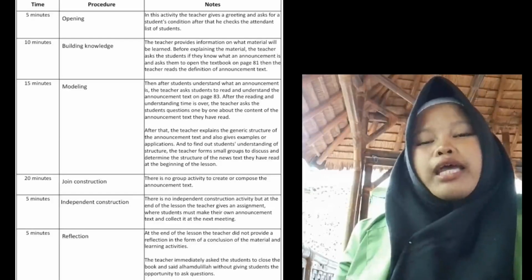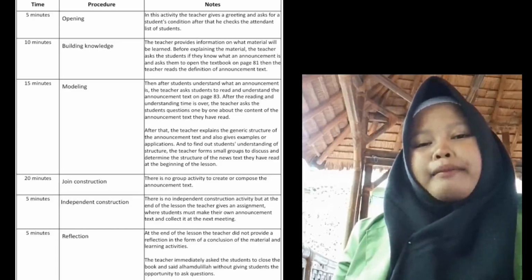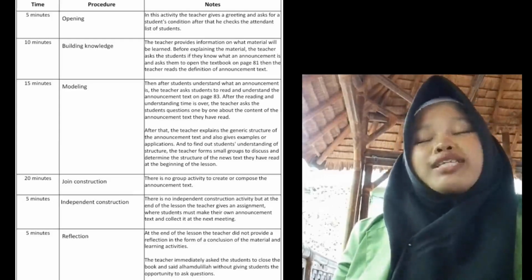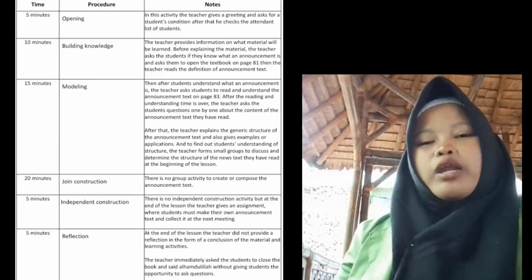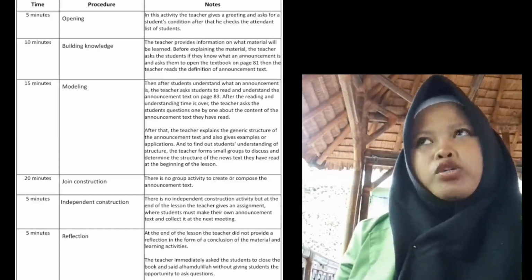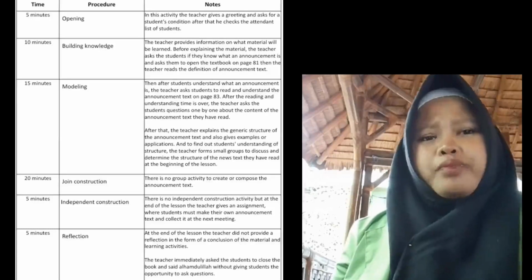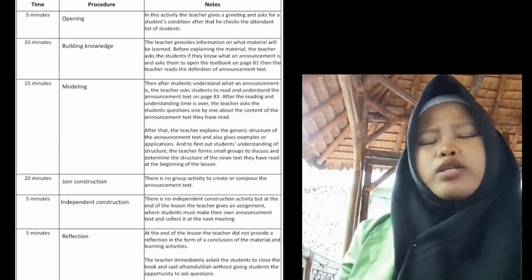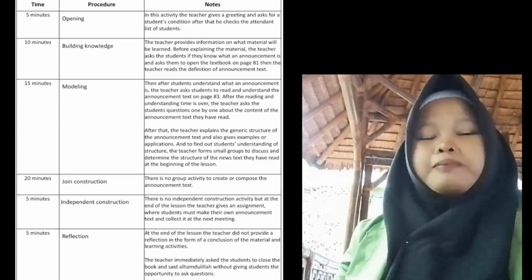Then in this modeling, the students make groups and choose the parts or structure of the text: where is the title of the text, and what are the body and the closing. The next is joint construction. In this joint construction, the students should form groups and make a text, but I don't see it. I think in this video there is no joint construction.